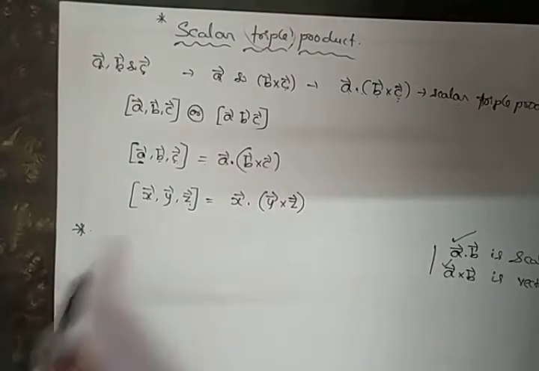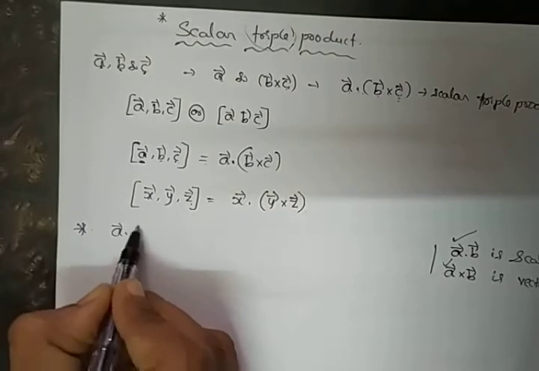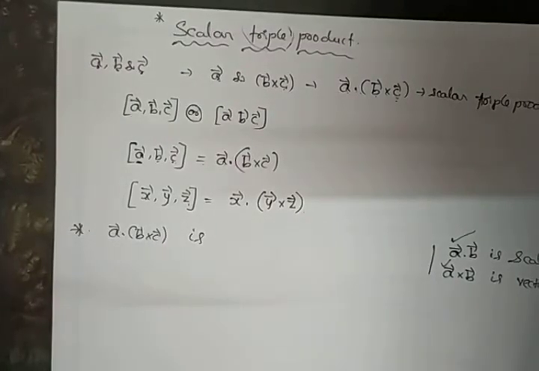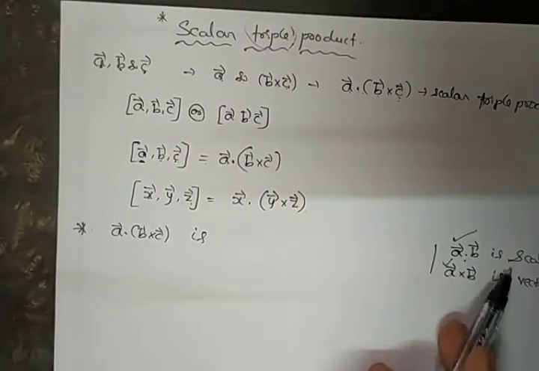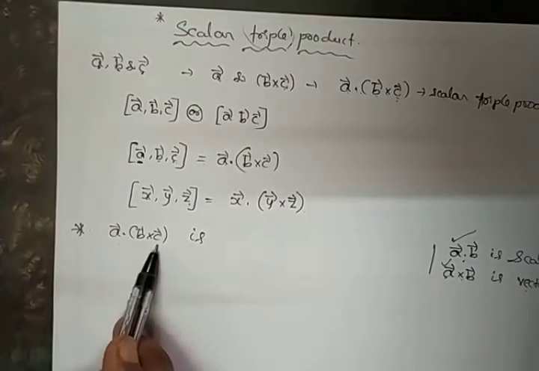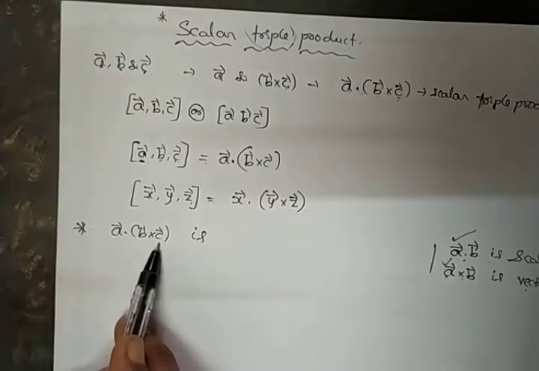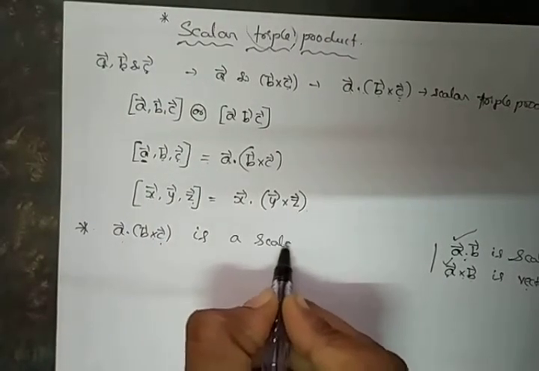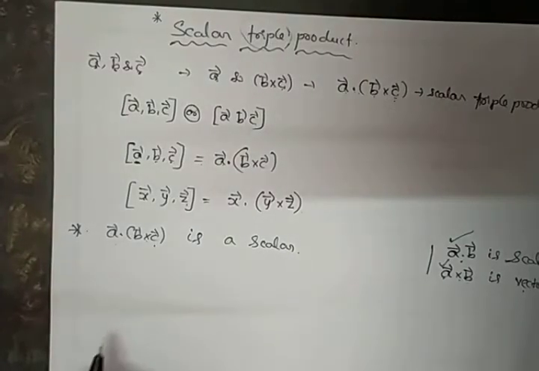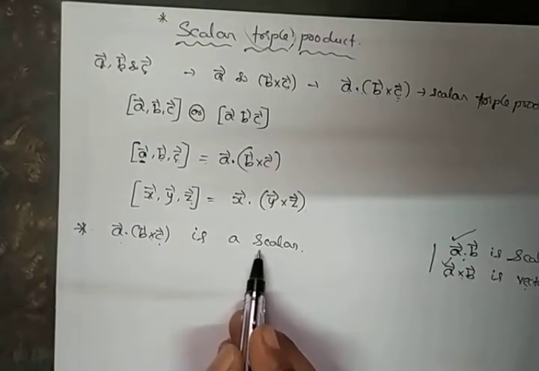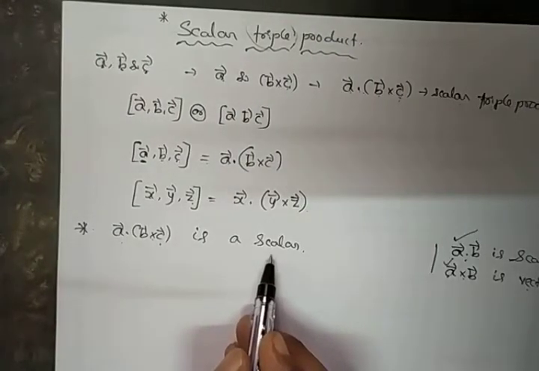Now, what about the scalar triple product, that is A dot B cross C? Is this a scalar or a vector? Kindly think. A dot B is a scalar. A cross B is a vector. Then what about A dot B cross C? It is a scalar. That means if we find the scalar triple product of three vectors, we get a scalar quantity, a real number.